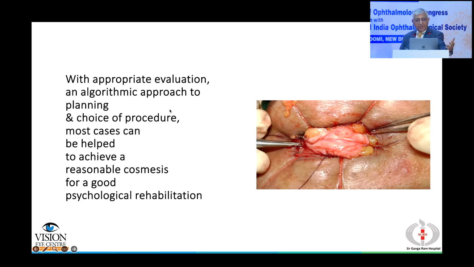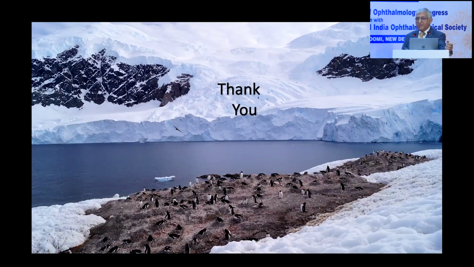So with an appropriate evaluation, an algorithmic approach to assessment and planning and choice of procedures, most cases can be helped to achieve a reasonable cosmesis for a good psychological rehabilitation, and we know how important it is for a person to have an aesthetic appearance for his confidence, for his ability to face the world. Thank you very much, and thank you, Mukesh, again. Thank you.